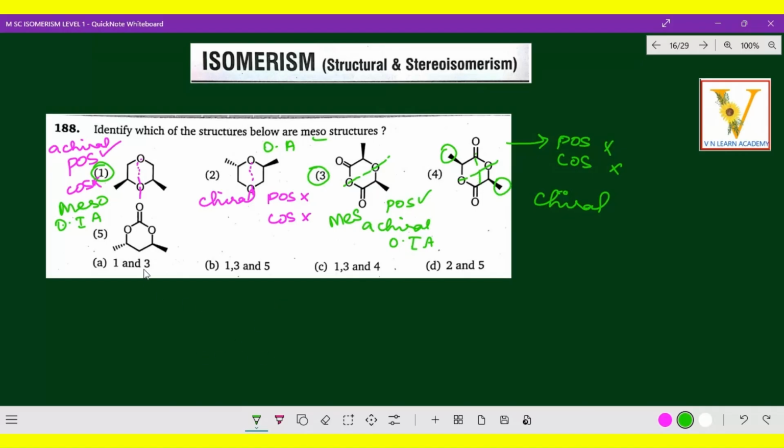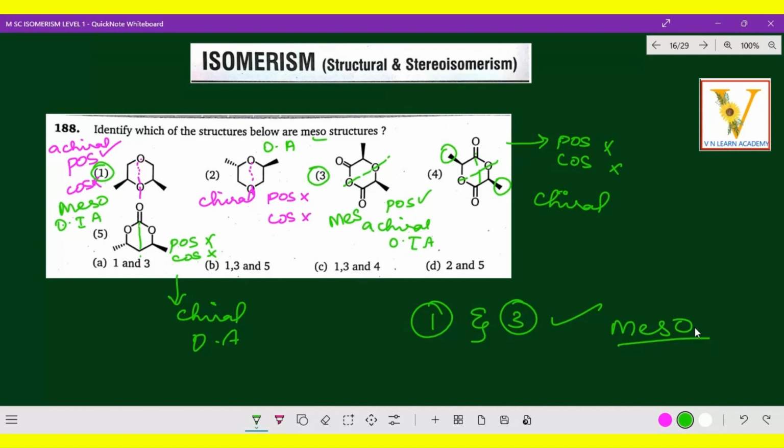So the next one, the fifth one. When you cut this side, this is wedge and dash. So these both. So here also POS, COS absent. So this is chiral. So that means which are the points applicable for meso? So do you think the fifth compound is achiral? See, this is wedge and dash, and this one, see, double bond, it's totally different. This is actually chiral, optically active only you can identify. So the first compound and third compound are applicable for meso.